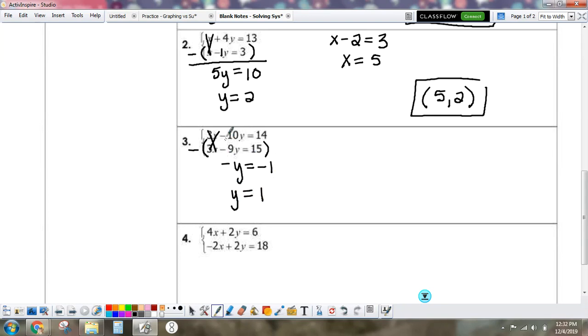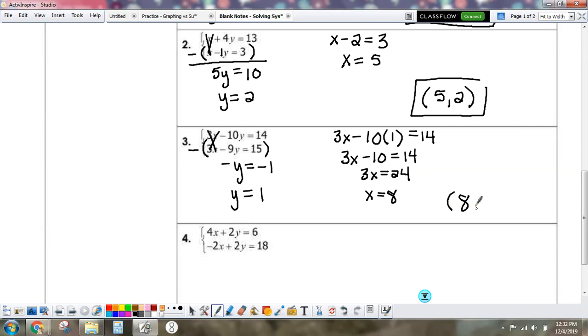So now I can pick either one of these. Doesn't matter which one. I'm going to go ahead and plug this into the top one. So I'm going to have 3x minus 10 times my y value equals 14. So 3x minus 10 equals 14. Add 10 to both sides. Divide both sides by 3. And I get x equals 8. So my solution is 8, comma, 1.